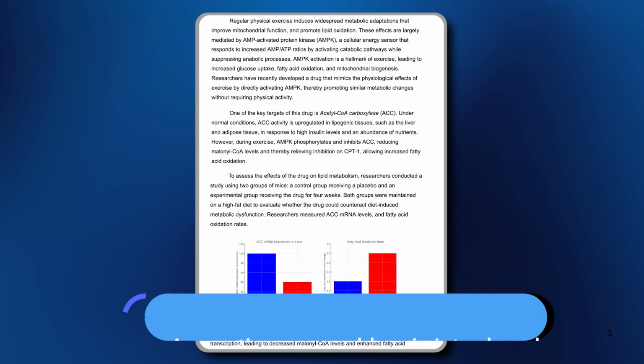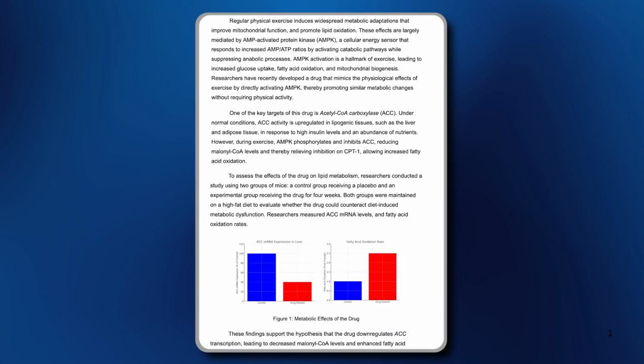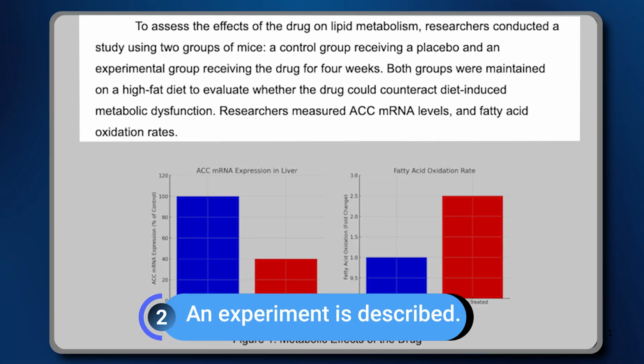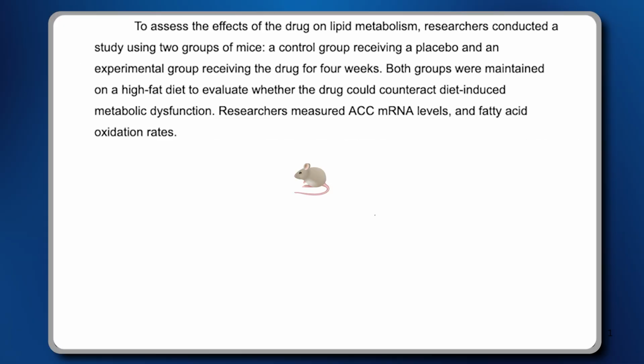Now let's apply all of that to the experiment and the results in this passage. I'm going to skip over the part that introduces the question because we've already gone over the techniques on how to break down something like that. And we'll start by breaking down the experimental design. So the mice in this experiment are separated into two different groups. One group is given a placebo and the other group is given this drug.